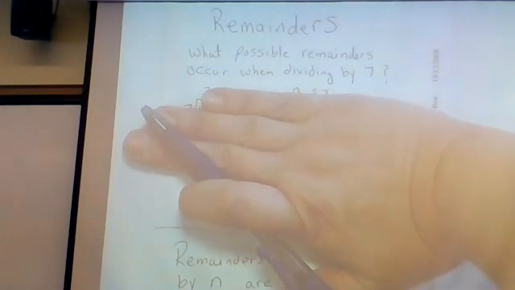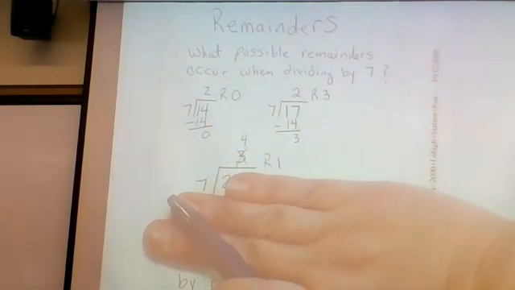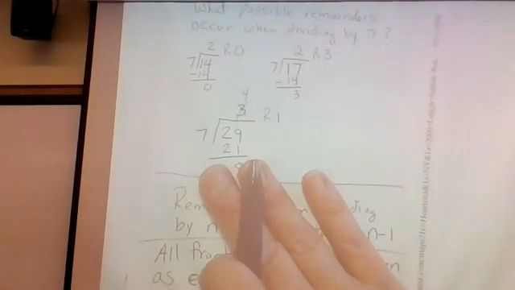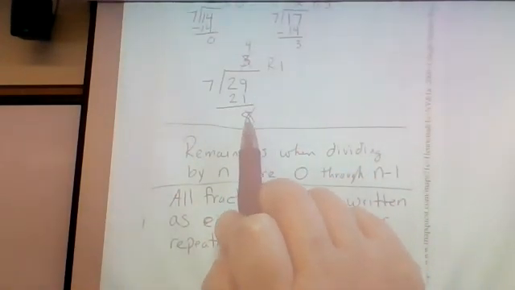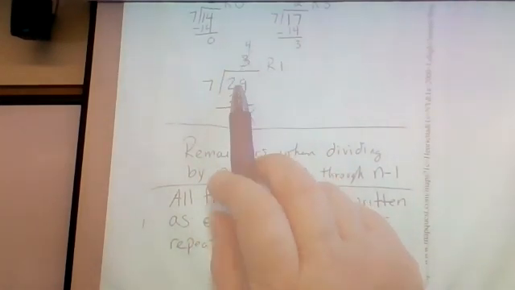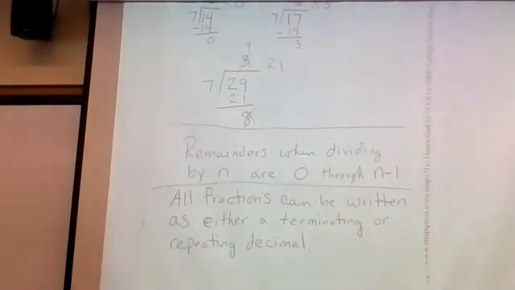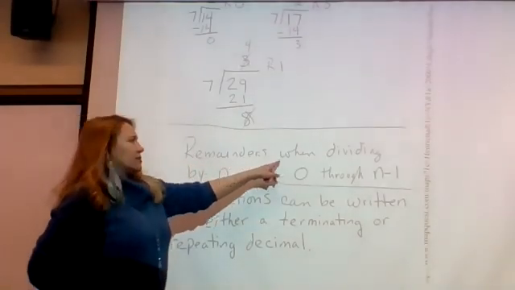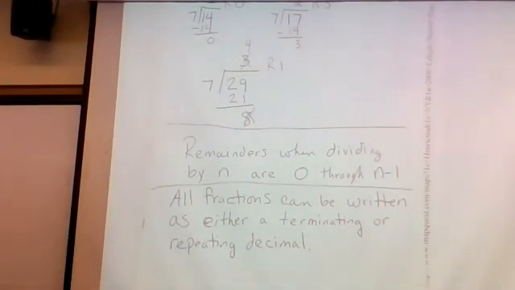Then I went around the room and some people got 0, got 3, got 5, got 1. Could I have a remainder of 8? We looked at this. If I think I have a remainder of 8, I don't, because I could go in an extra time. I'm not going to divide by 7 and get 8 as a remainder, because that would mean I could put 7 in again. So we said this about remainders: when dividing by n, I can get a remainder of 0 through n minus 1.